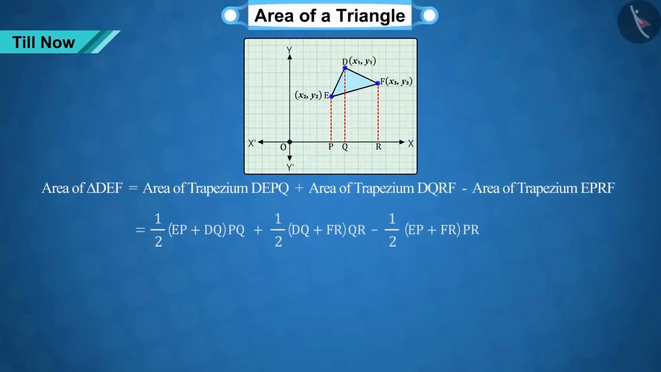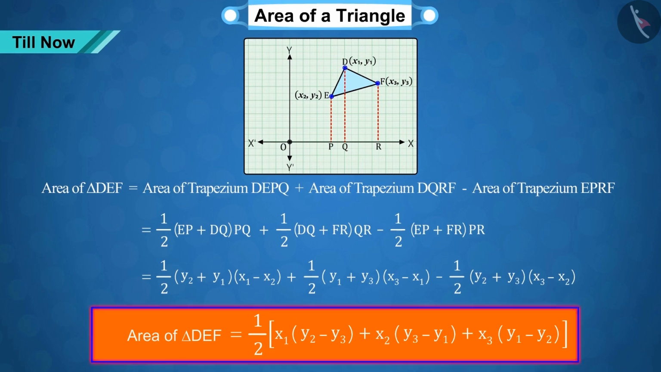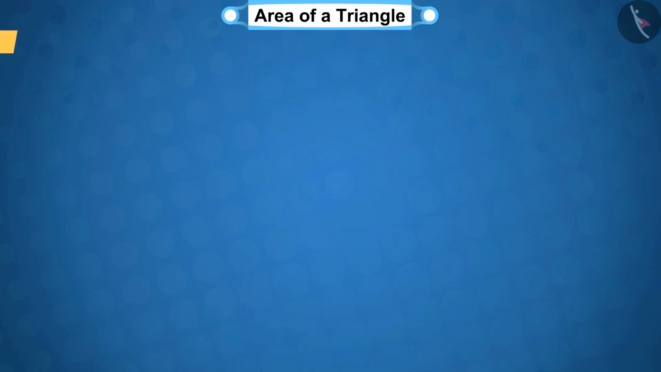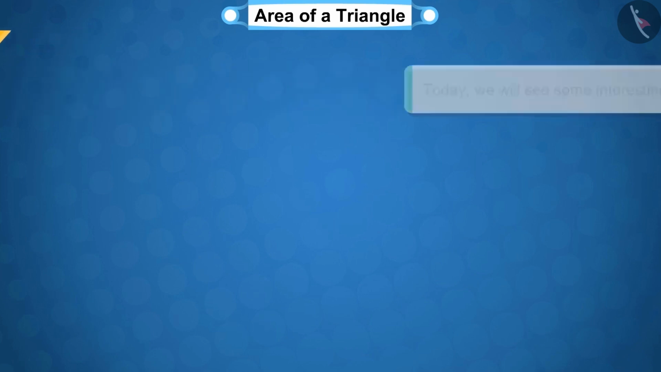In our previous video, we saw that if the coordinates of a triangle are given, then the measure of its area can be easily determined with the help of this formula. Today in this video, we will see some interesting examples based on this.